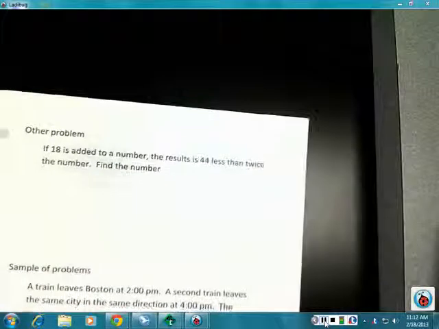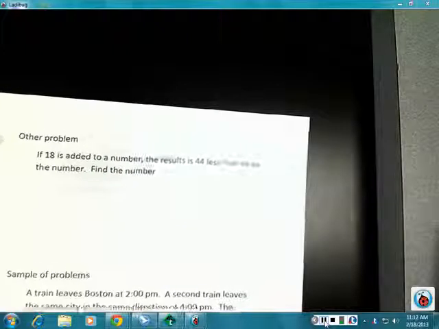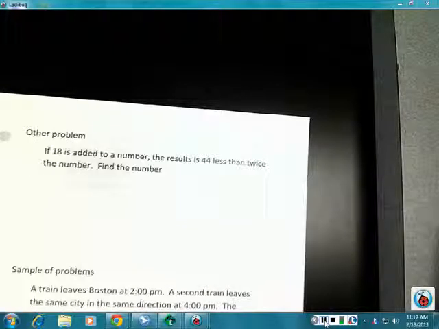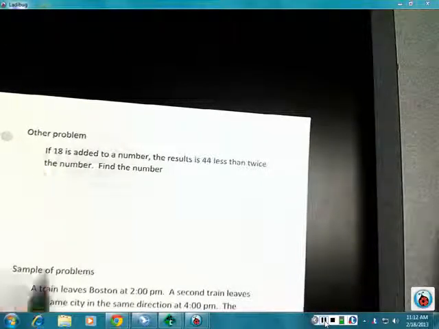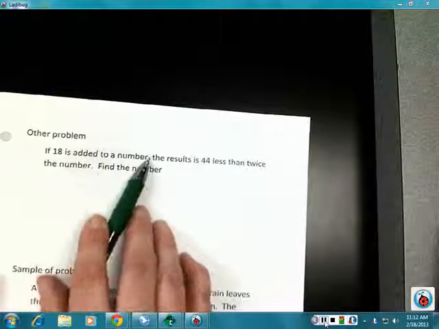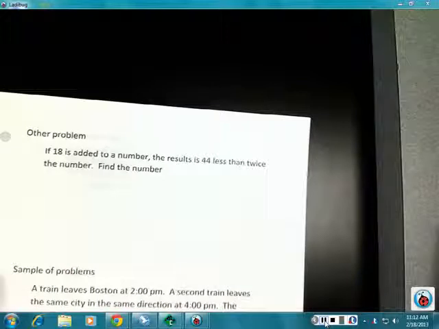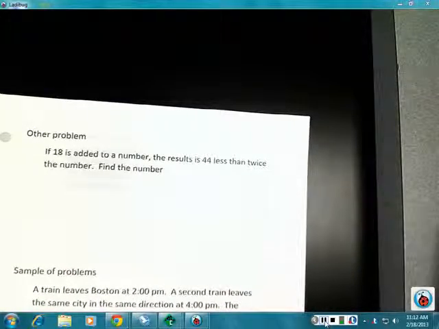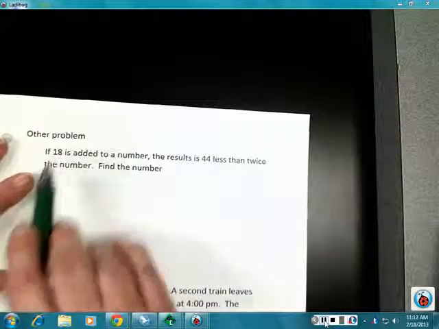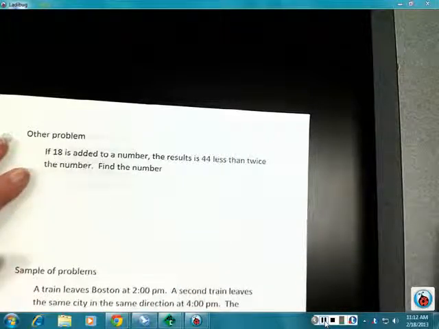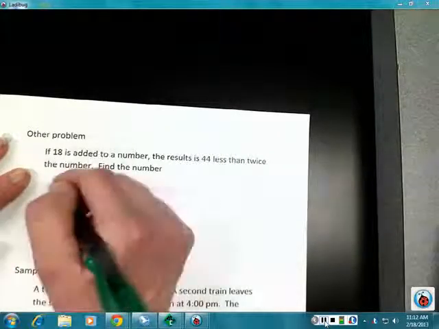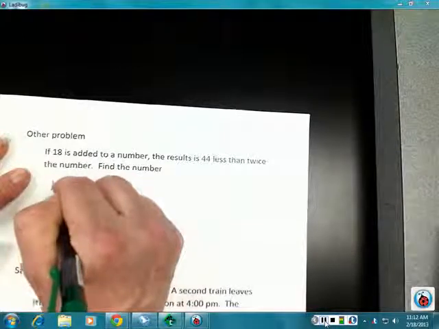Okay, another kind. It says if 18, and these are just number problems, so if 18 is added to a number, the result is 44 less than twice the number. So what does that tell you? We've been doing these for a while in here. I know how to do these ones. Hallelujah. One you know how to do. All right, good deal. So what is it going to be?